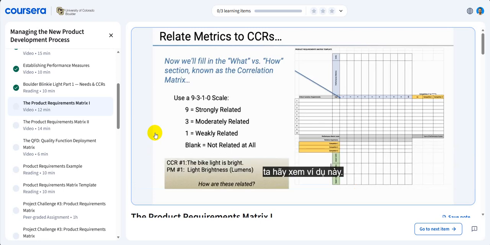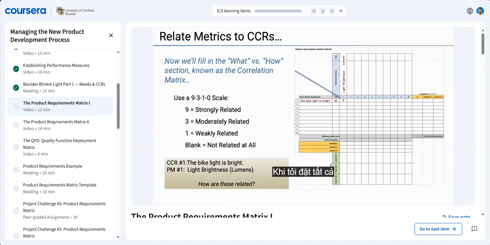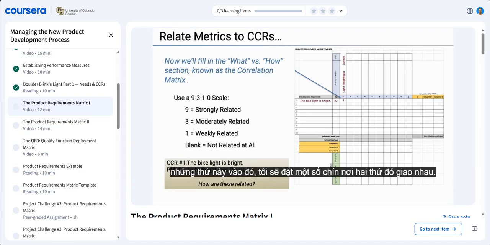So let's take a look at this example. If CCR number 1 was the bike light is bright, and performance metric number 1 is the light brightness measured in lumens, how are these two things related? I would probably say that they're related rather strongly. So when I put all this in there, I would put a 9 where those two things intersect.